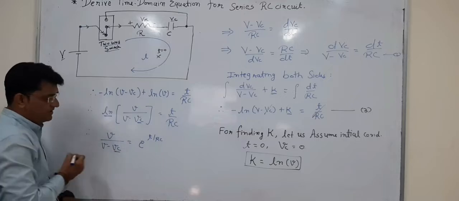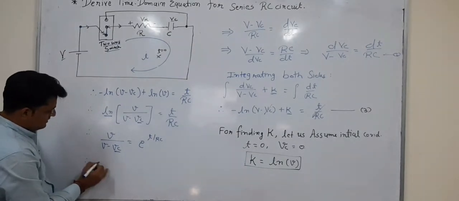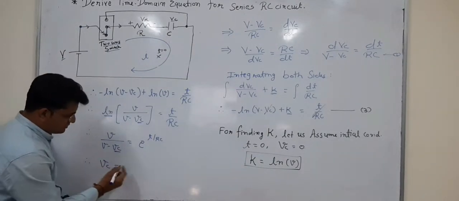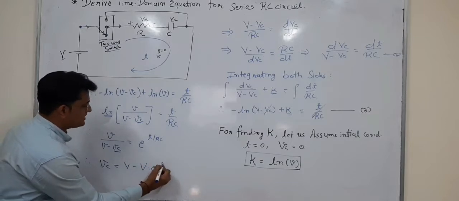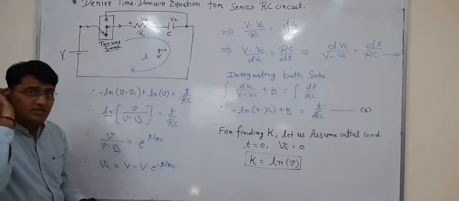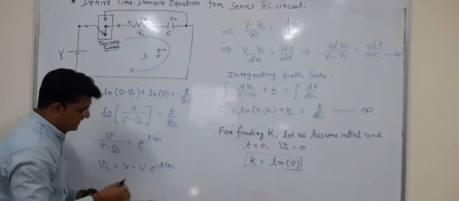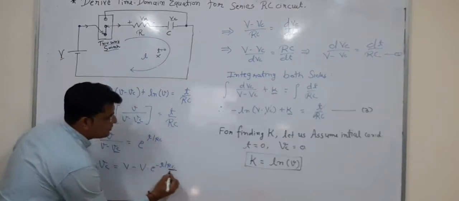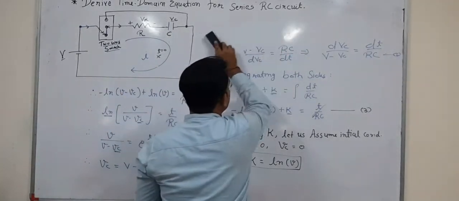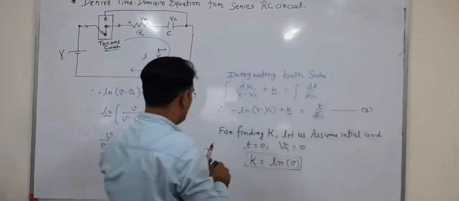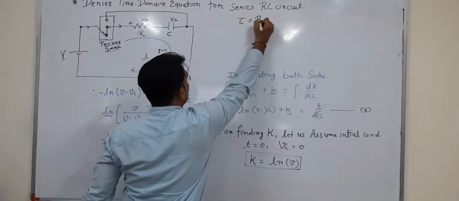So I am interested in this Vc, right? So here we can write Vc is equals to V minus V into e raised to minus t by RC. If I call this RC my time constant tau, then here my time constant tau is equals to RC.